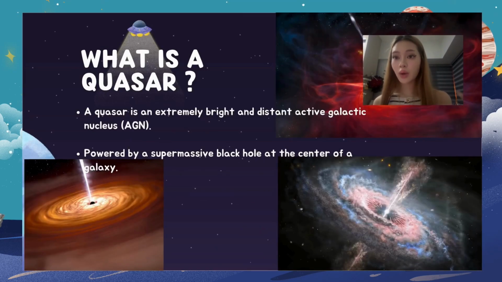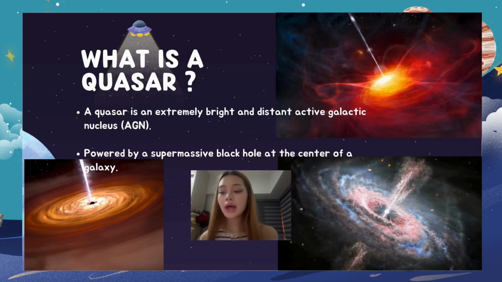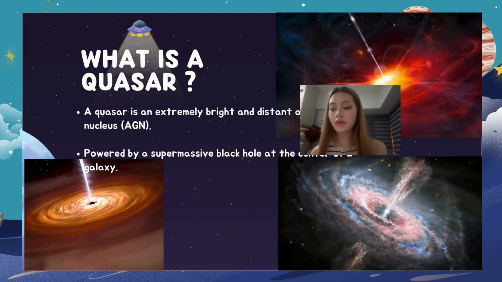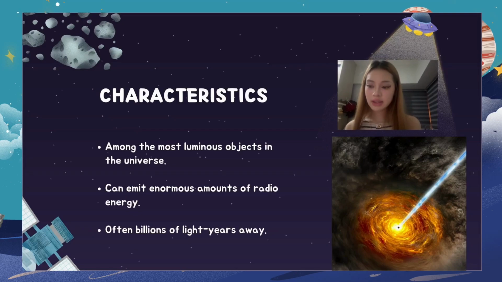Next, I will talk about quasars. So what is a quasar? A quasar is an extremely bright and distant active galactic nucleus, AGN. It is powered by a supermassive black hole at the center of a galaxy. As you can see in the slides right now, I've put pictures of a quasar, which is very different from a pulsar. So now the characteristics of a quasar.